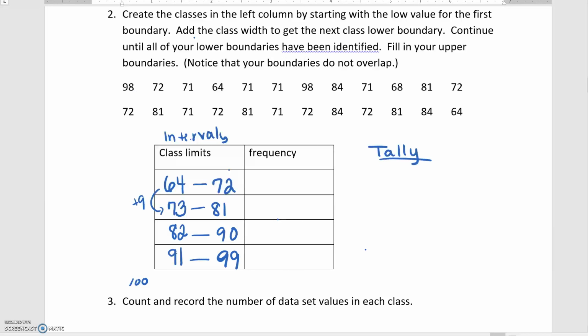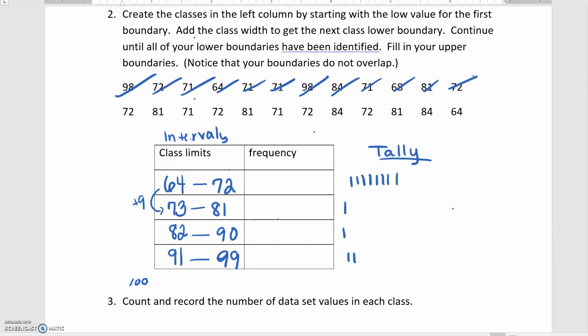So 98 would fall in this one. 72 would fall here. 71, 64. Both 71s would go there. 98 would be down here. 84 would be in this one. 71 would be up here. So would 68. 81 would fall in this category.